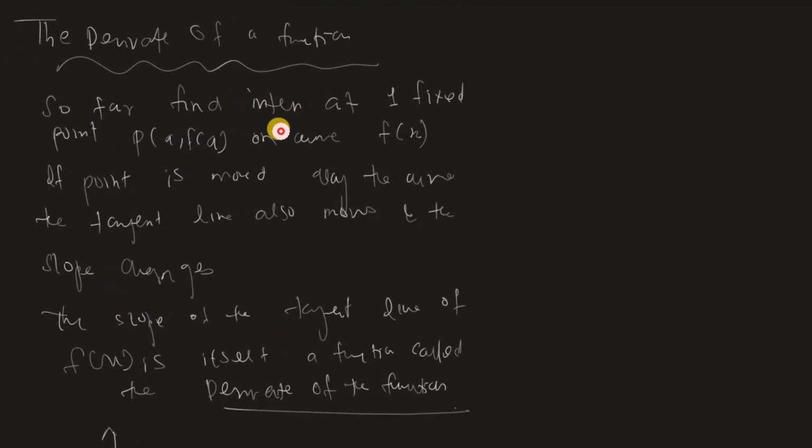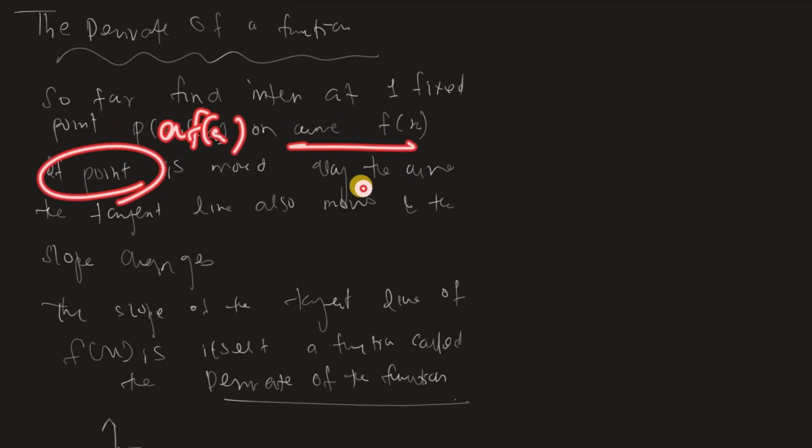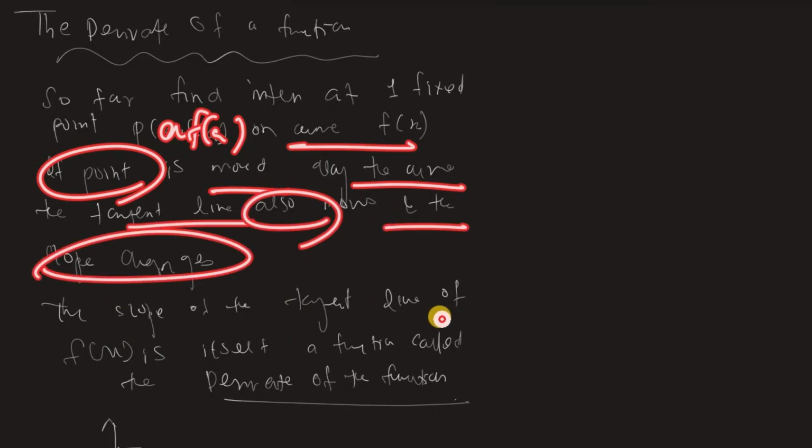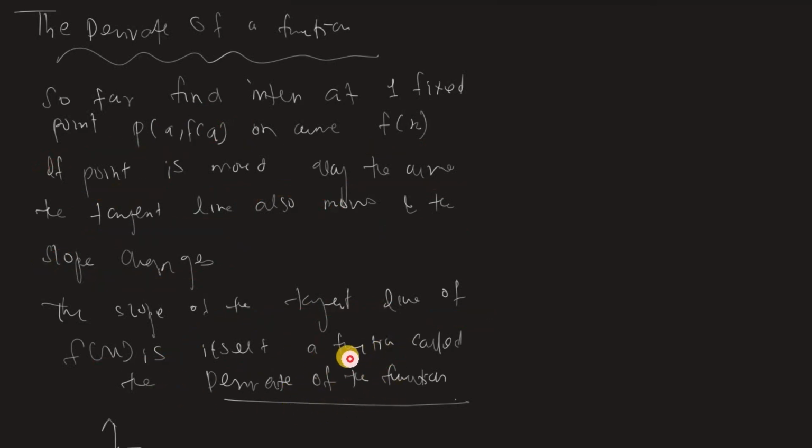So far we have found the intersection at one fixed point, like f of a, at point a, on the curve f of x. If the point is moved along the curve, the tangent line also moves and the slope changes. The slope of the tangent line of f of x is itself a function, called the derivative of a function.